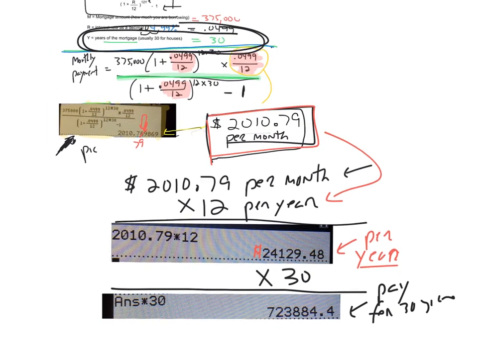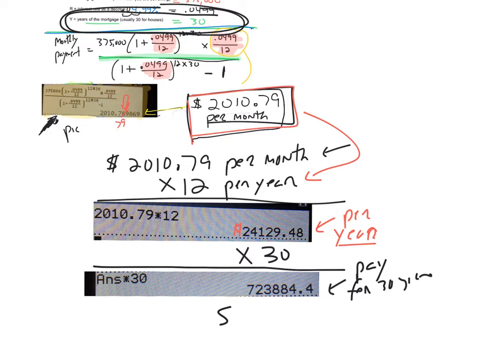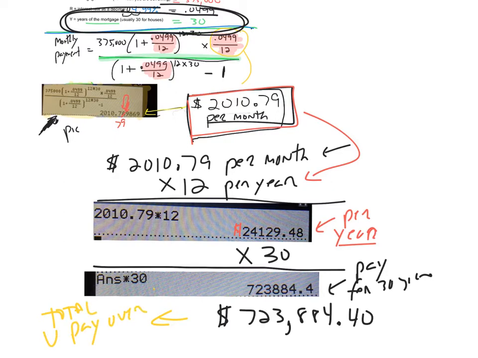You're going to be paying $723,884.40. So that's going to be the total you pay over the 30 years. Now the question didn't ask you for that. The question asked you for how much in interest did you pay.